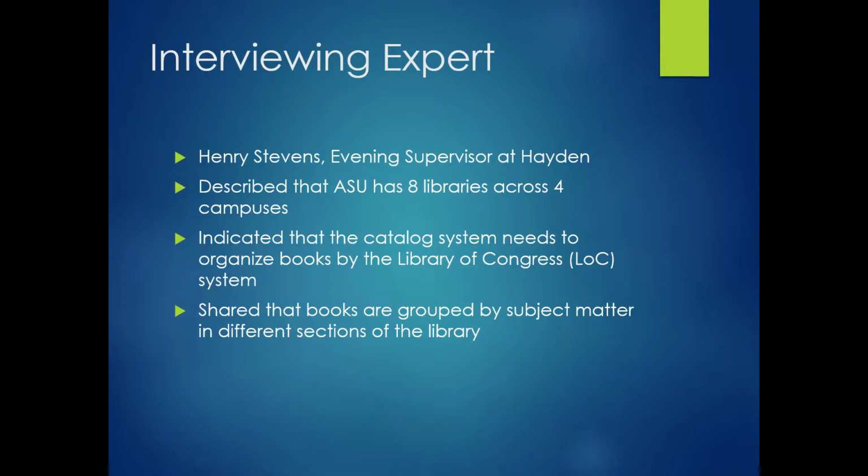So we held an interview with an expert. His name is Henry Stevens. He's an evening supervisor at Hayden, and he described that ASU has 8 libraries across 4 campuses and how that's a huge amount of books to deal with. He also indicated that the cataloging system uses Library of Congress instead of the Dewey Decimal System. And he also shared that books are grouped by subject matter in different sections of the library.